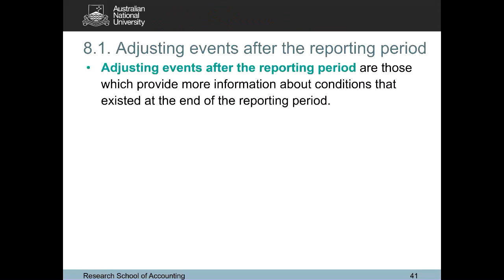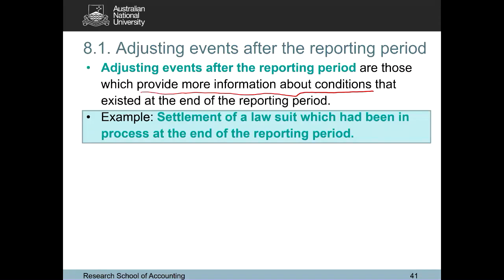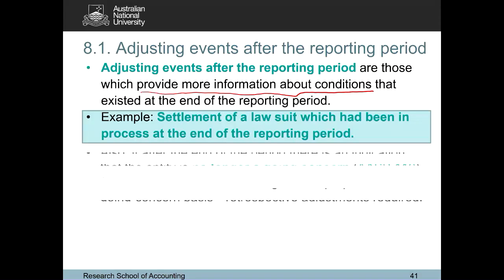All right, let's have some cases and see what that is. Adjusting events are those that provide more information about conditions that existed at the end of the reporting period. For example, you have a lawsuit during the reporting period. There is a lawsuit filed, but you don't know whether you are going to win or lose. But now, before your report has been issued, you know this one is settled. You know how much liability you are going to have. So this is going to be adjusted. That's called adjusting events.